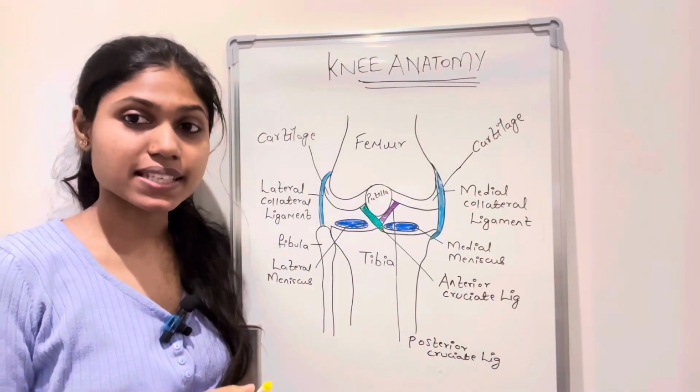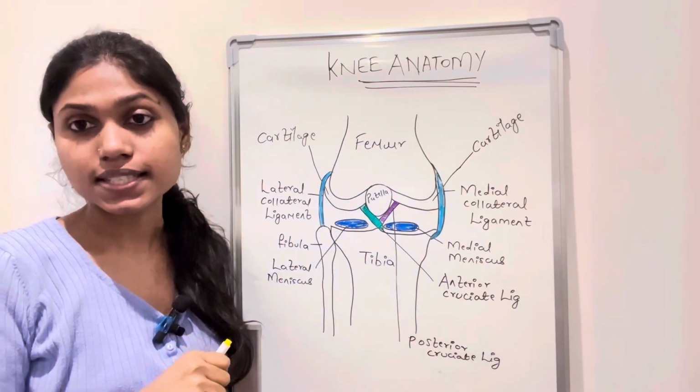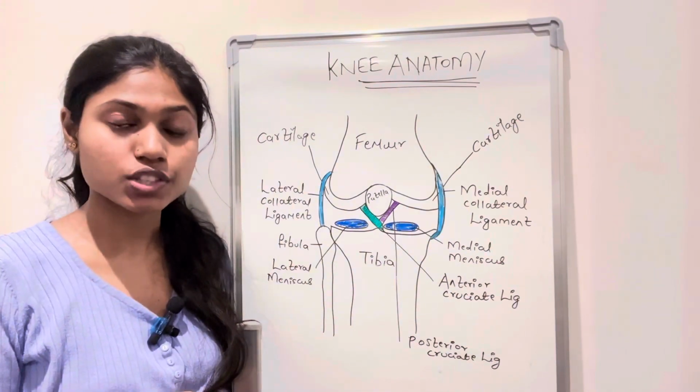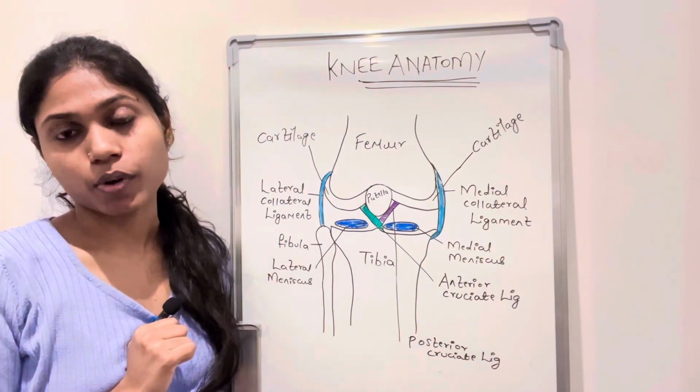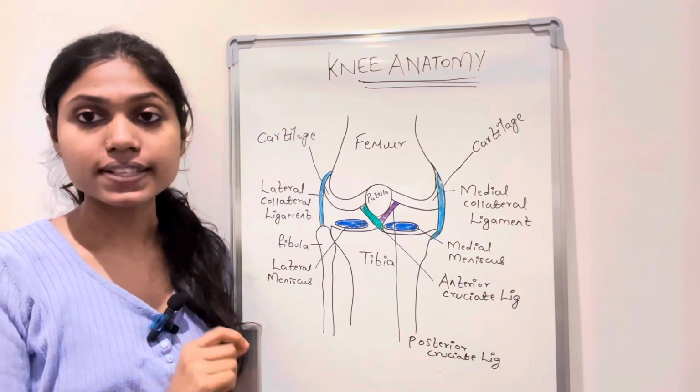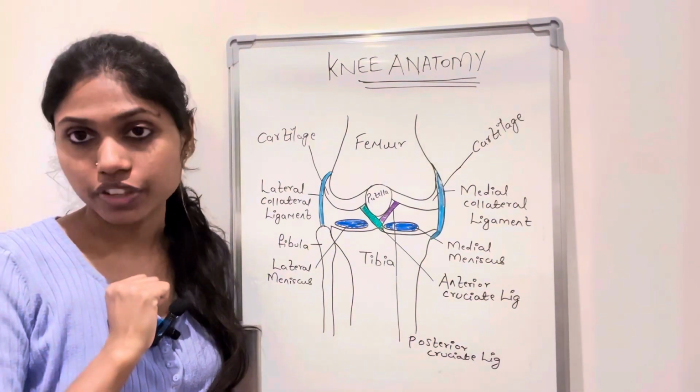Let's talk about the basic knee joint anatomy here today. So I've drawn here a structure of the knee so that you guys can understand what all structures are present in your knee joint. So let's start from the basics first. The first thing that you need to remember about your knee joint is that your knee joint is a hinge type of synovial joint because it is filled with synovial fluid.